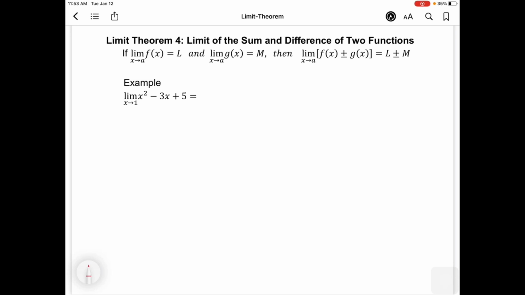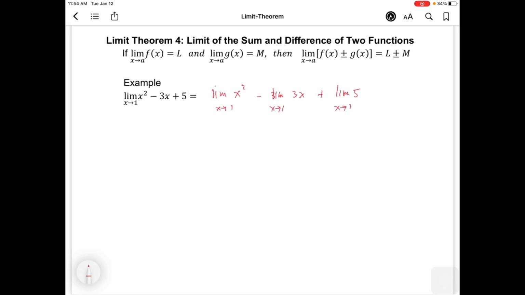So, example, we have here the limit of x squared minus 3x plus 5 as x approaches 1. Gawin lang natin dito is we have to distribute the limit together with the x approaches 1 to the given. So, meron tayo dito trinomial, i-distribute natin siya. So, magkakaroon tayo dito ng limit of x squared as x approaches 1 minus limit of 3x as x approaches 1 plus the limit of 5 as x approaches 1.